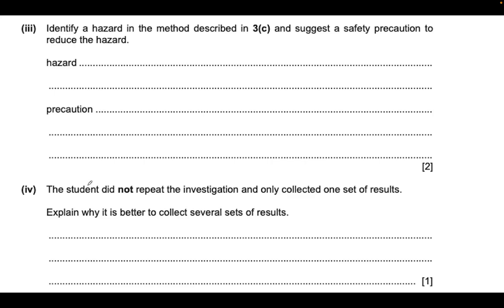You can still do correction here. A student did not repeat the investigation and only collected one set of results. Explain why it's better to collect several sets of results. Here it is to identify anomalous results, to see if there is a result which is not fitting the pattern.